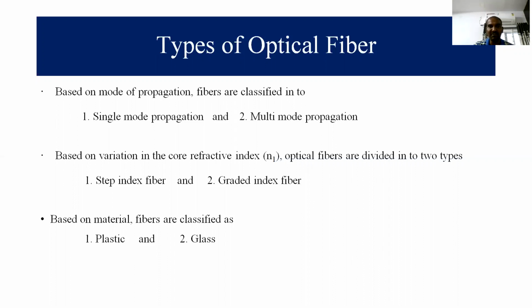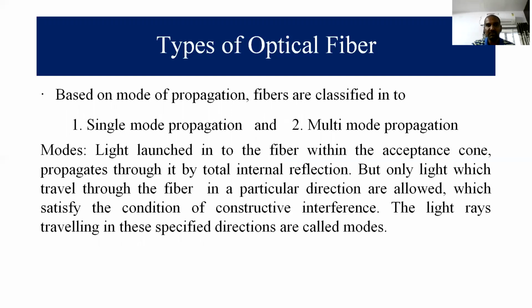Coming to the third way of classifying optical fibers, based on the material used for manufacturing of optical fibers, optical fibers are divided into two categories. First one plastic fibers, second one glass fibers. Now I will explain all the three different classifications in detail. First classification, based on mode of propagation.